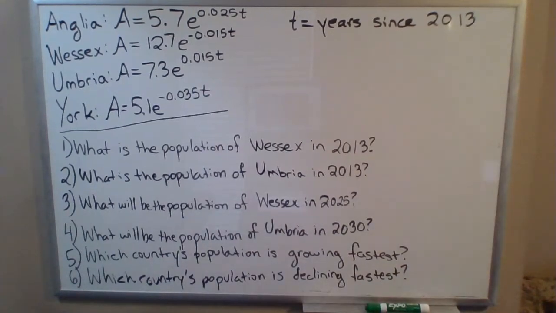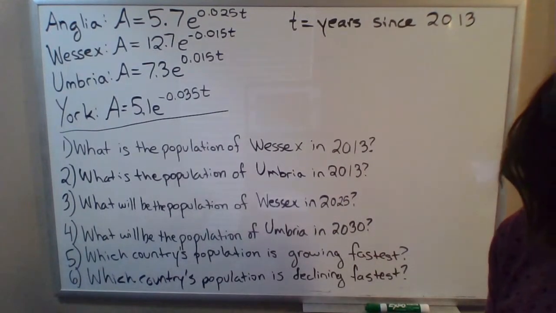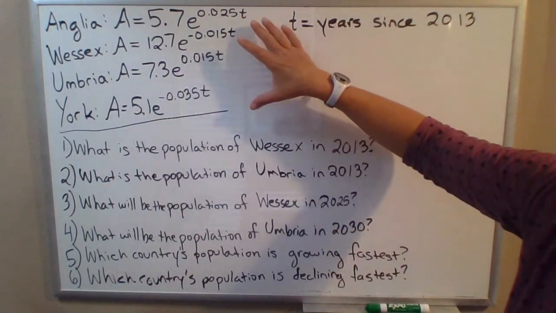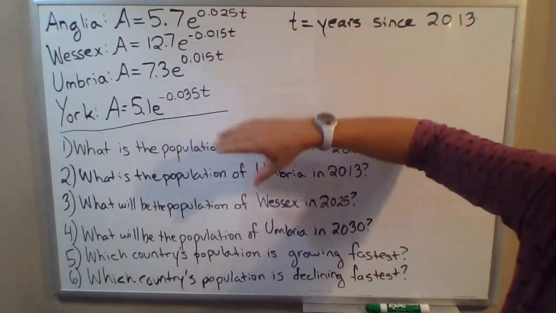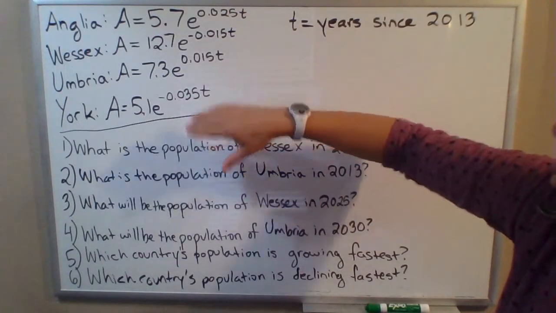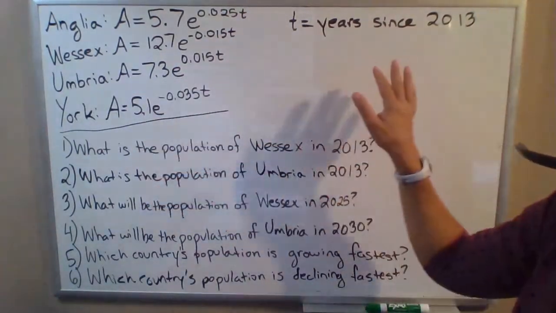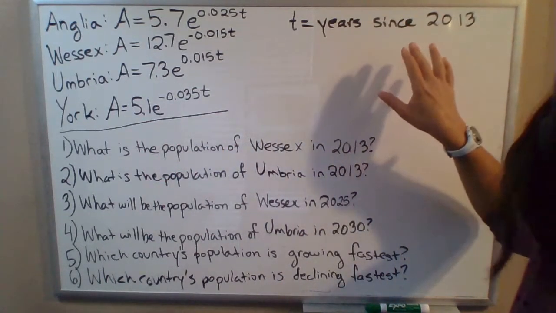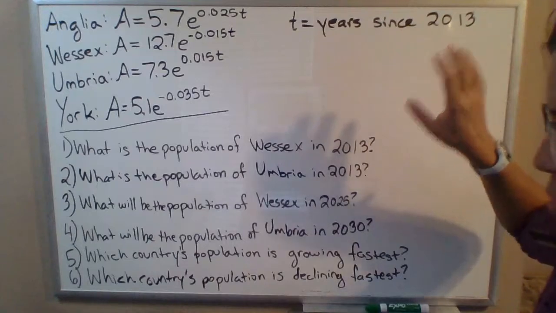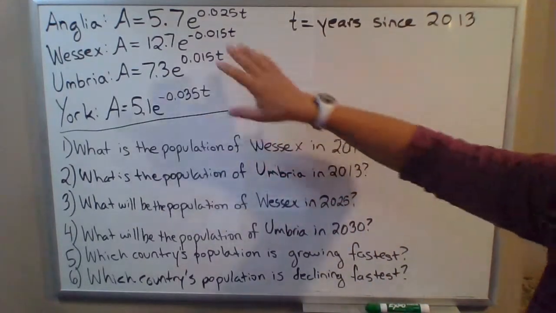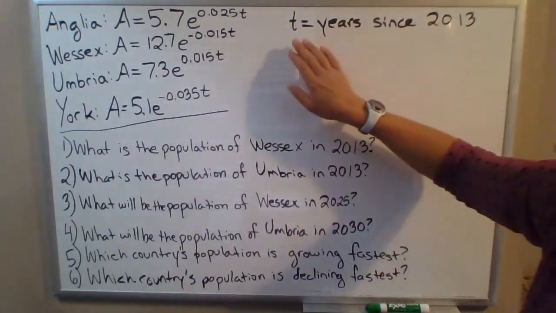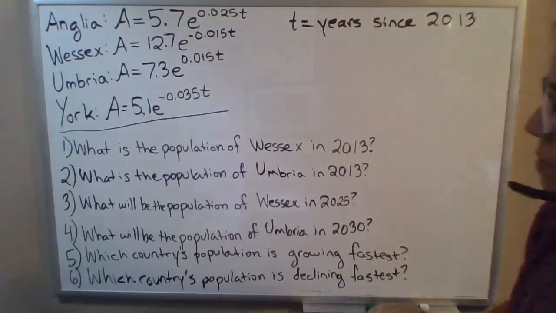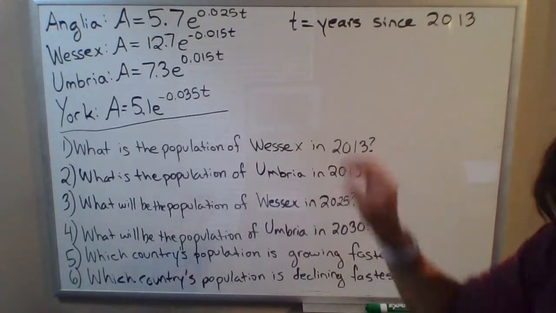So here I've written down the first several questions that are on the 4.5 study guide. It starts out with a set of equations that give us the population of these countries T years after 2013. As we work with these population models, we need to remember that T measures the years since 2013. Okay, so now working through these questions.